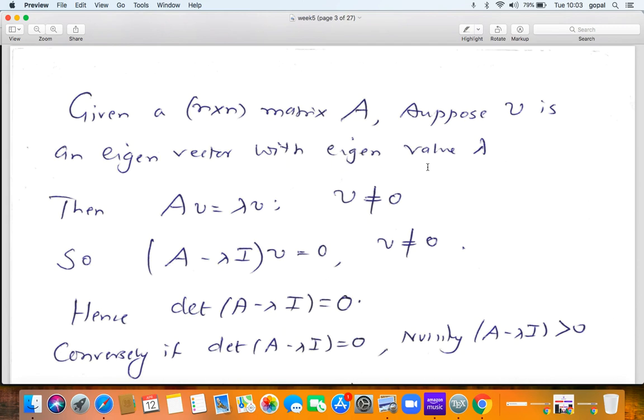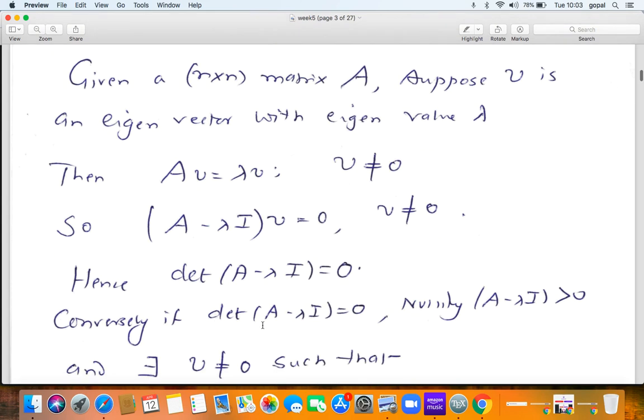So take an n cross n matrix A, and suppose v is an eigenvector with eigenvalue lambda. That means Av equals lambda v, and v is non-zero. I can write this equation as (A minus lambda I)v equal to 0. Since v is non-zero, there is a non-zero vector in the kernel or the null space of A minus lambda I. That means the nullity of A minus lambda I is positive, so the rank is strictly less than n. That means the determinant is 0. So this lambda must satisfy the condition determinant of (A minus lambda I) is 0.